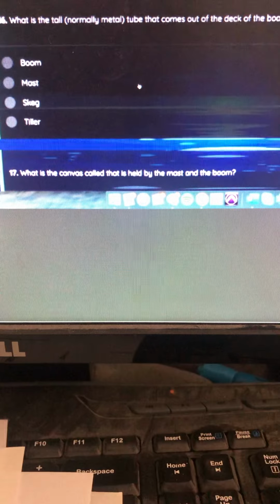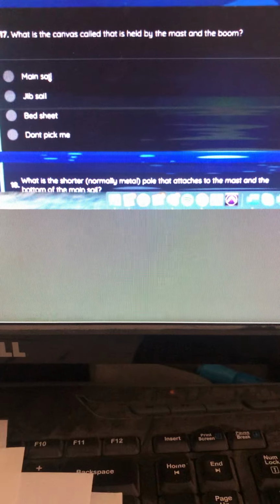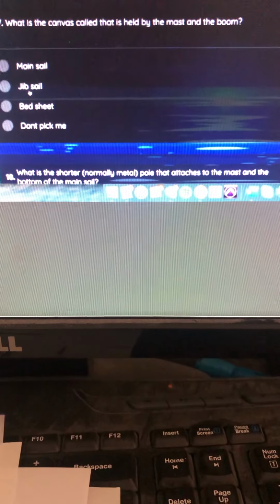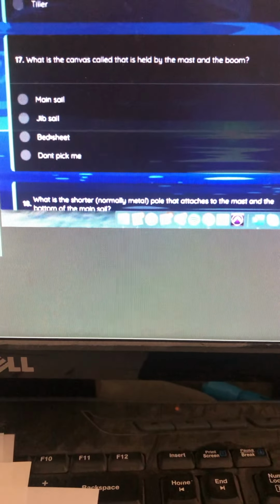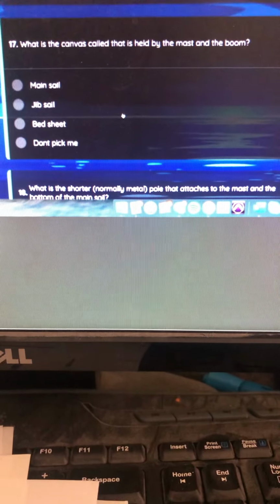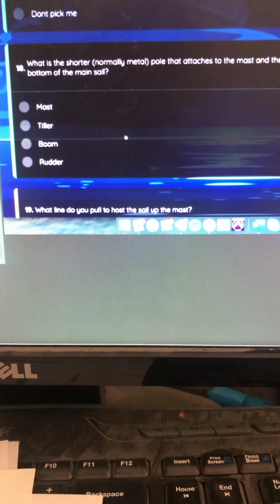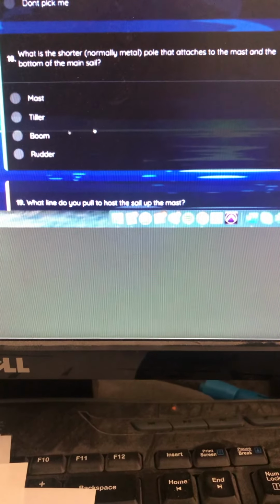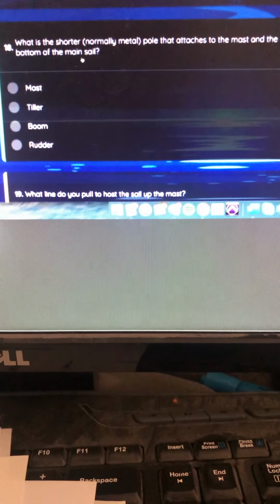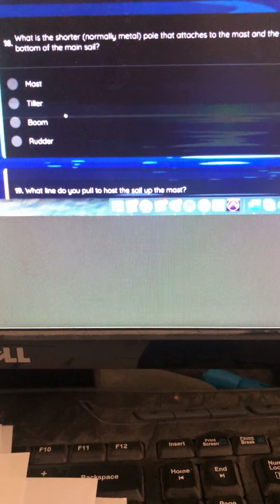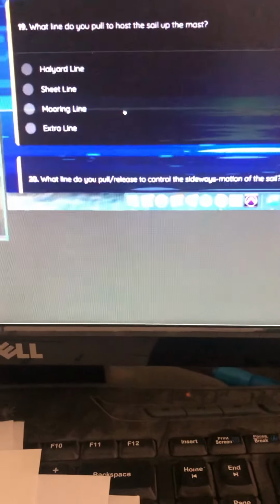your tiller. All right, what is the canvas called that is held by the mast and the boom? That'd be a sail, so it'd be your mainsail. We talked about the jib sail or a foresail or a head sail. It's not that one. Hopefully you're not having to use a bed sheet as a sail, and obviously it's not the last answer choice there. What is the shorter, again, normally metal pole that attaches to the mast and the bottom of the mainsail? That would be your boom. Obviously, you shouldn't have picked mast because mast is in the question there. Your tiller is what you use to steer, and your rudder is what you steer with your tiller, so that leaves the boom.